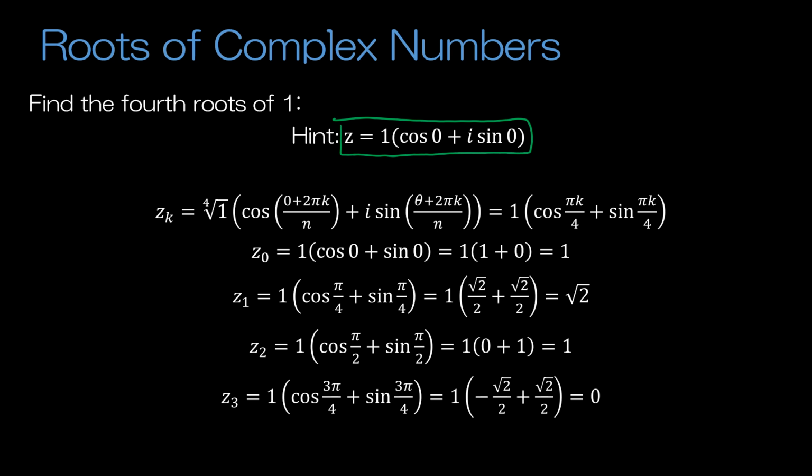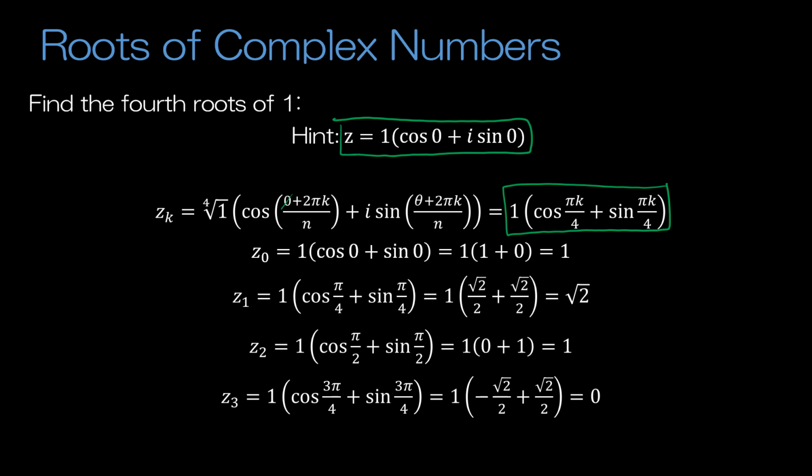So again, I'm going to write this as z sub k and then the fourth root of 1, and then cosine of 0 plus 2 pi k over n, and sine of 0 plus 2 pi k over n, and that gives me a 1 because the fourth root of 1 is 1. And then 0 we don't care about, so really we're looking at pi k divided by n, and that is the general form that I'm going to use.